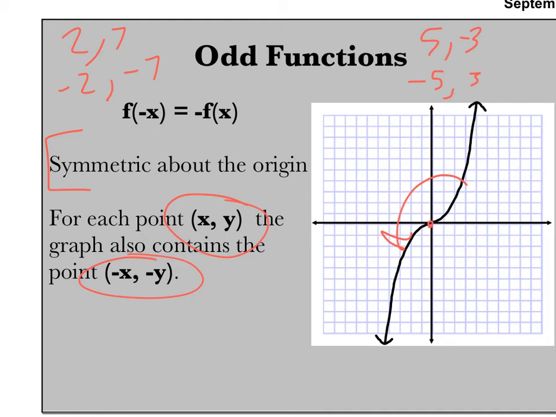So that's even and odd. If there is no symmetry, no rotation, no reflection, then it's neither. It's neither even nor odd, which is perfectly okay. There's an infinite number of functions that are not even or odd.